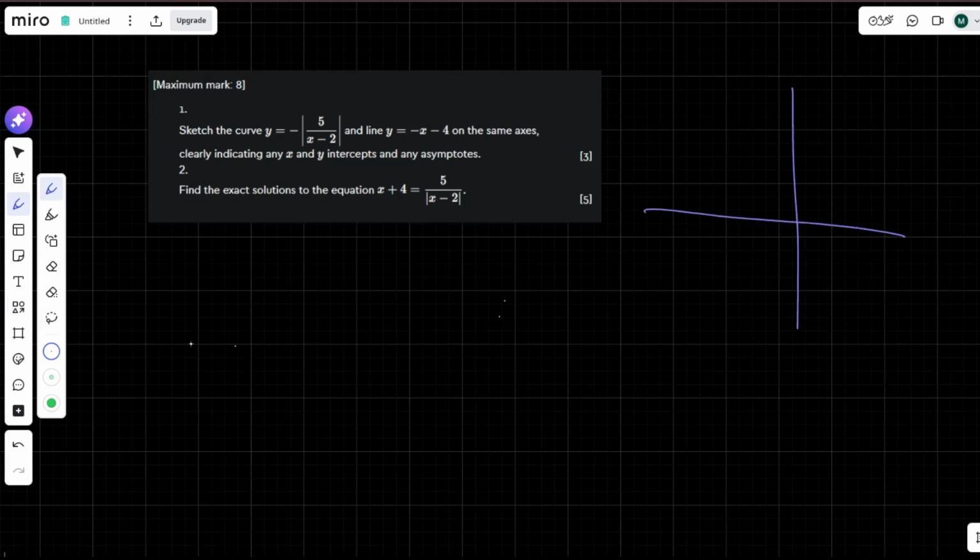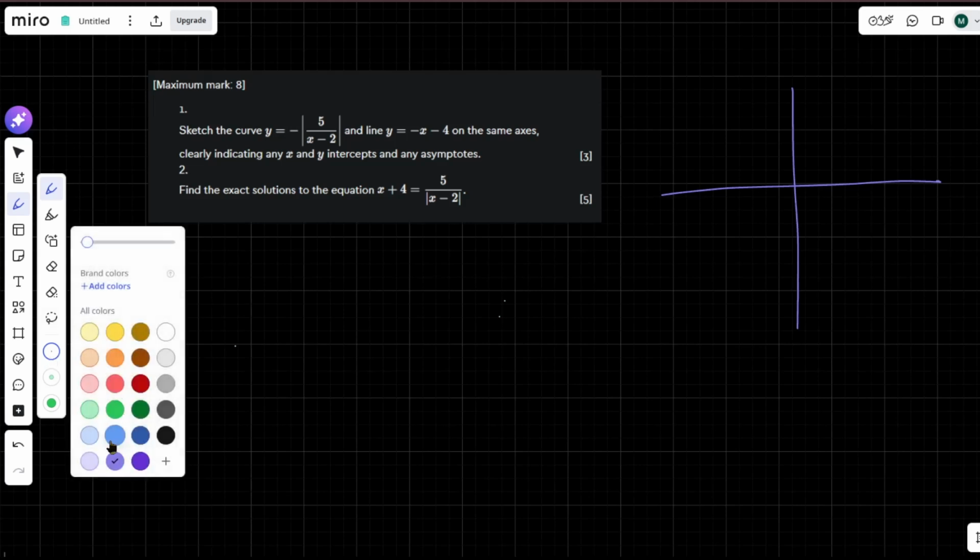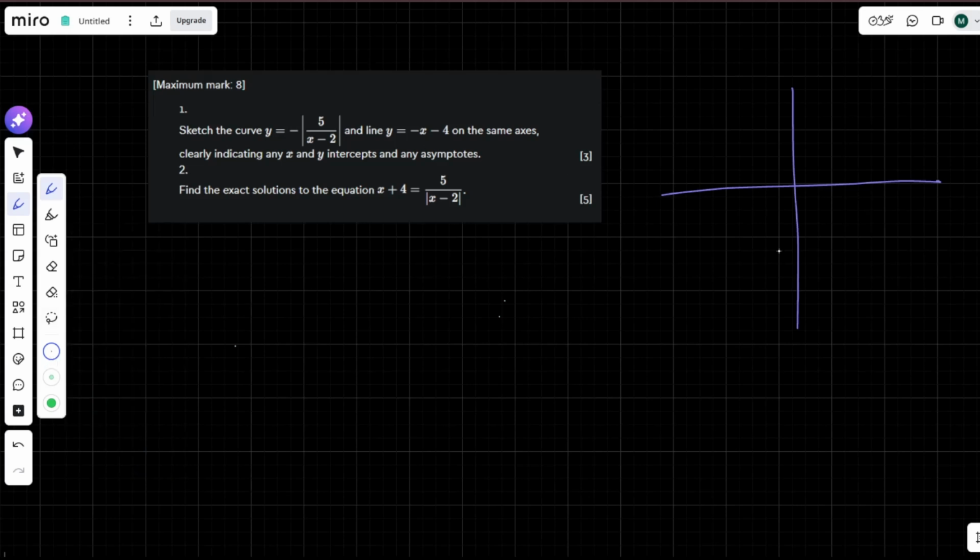We're going to cross. There we go, beautiful. Okay, so the line is going to cross at negative 4, and it looks like it has a gradient of minus 1. So we'll just sketch that in right there.